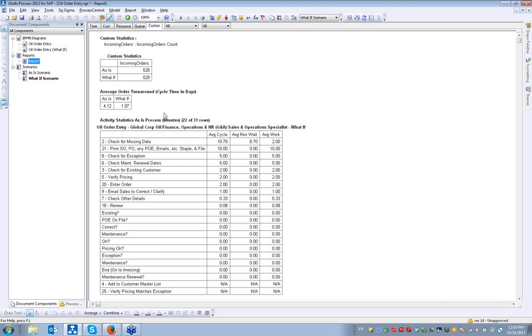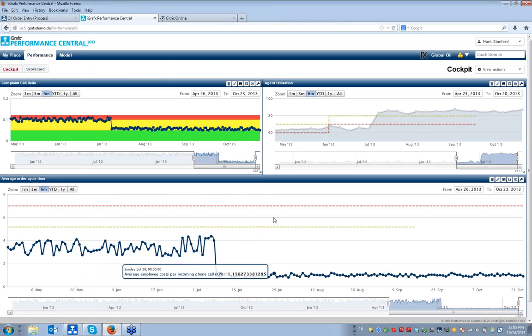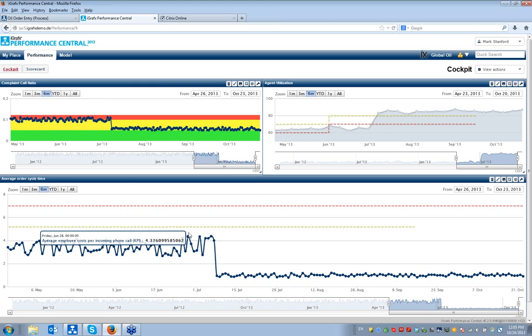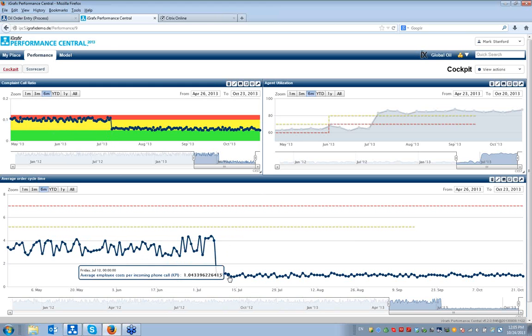So with the confidence in our model and the what-if experiment we've done, we go ahead and implement this process, but we're also careful to continually monitor the process performance indicators with our performance cockpit. So in the performance cockpit, I can see after the change was implemented, the order cycle time dropped dramatically.